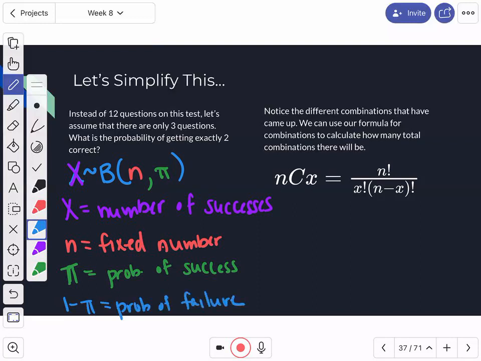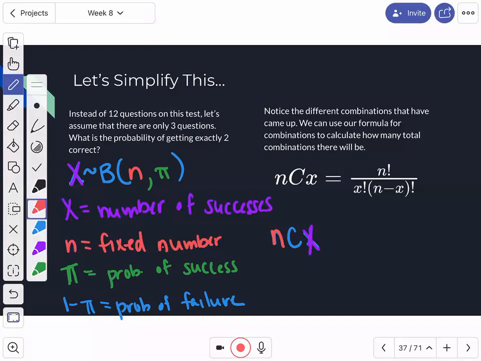Here are all the variables defined for you, all right? X is the number of successes, N is the fixed number, pi is the probability of success, 1 minus pi is the probability of failure. Here's how we write the formula for the binomial. It's written as N C X. What does N stand for again? Fixed number. And X is the number of successes, right? NCX. That's how it starts off.